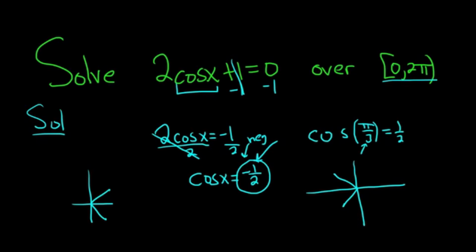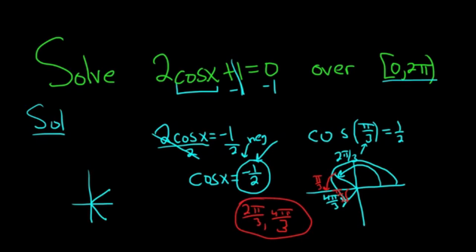Okay, so the angle that's a multiple of pi over 3 here is 2 pi over 3. And the angle we want here is simply 4 pi over 3. And you can check that these are the correct angles, right? The reference angle here is pi over 3, and the reference angle here is pi over 3. So the answers are 2 pi over 3 and 4 pi over 3.